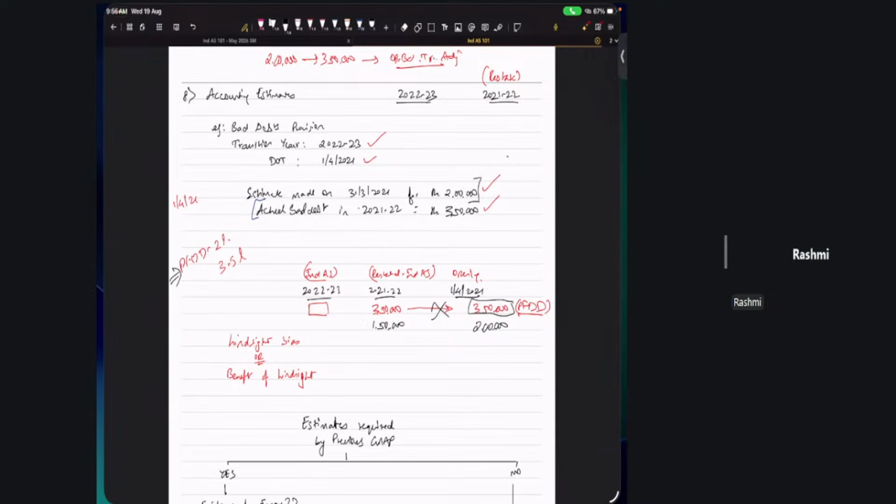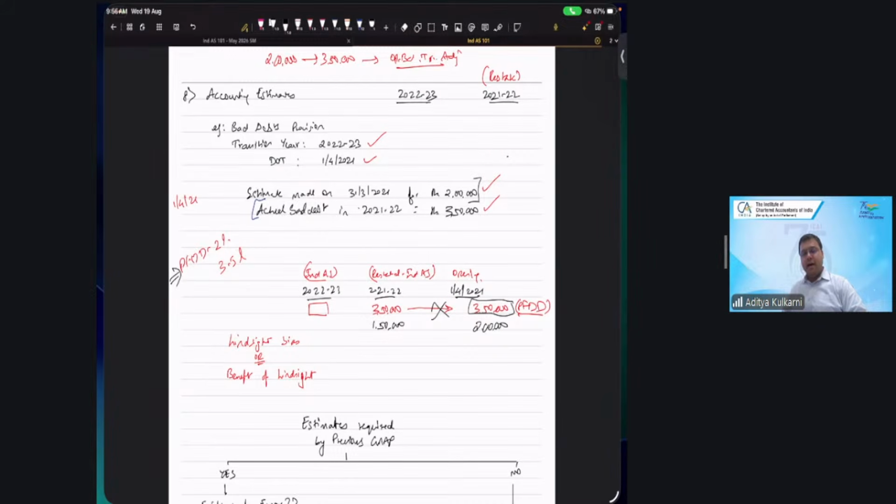Now, where would this 1.5 lakh have gone? Forget Ind AS 101, everything. You have made a provision of 2 lakhs. Your actual bad debt is 3.5 lakh. How would the accounting flow? Simple words, don't get technical.